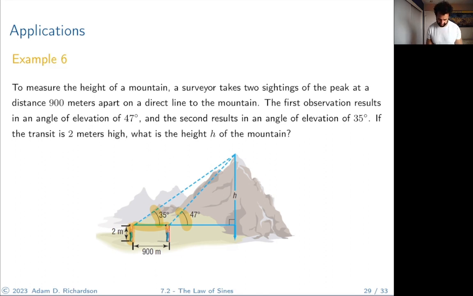So in this case, the first observation gave an angle of elevation of 47 degrees, and the second one gave an angle of elevation of 35 degrees. Now, if we know that the transit is 2 meters high, what's the height h of the mountain? Okay, so here what I want you to do is think about it for a minute. Think about how you could use this information and the law of sines.